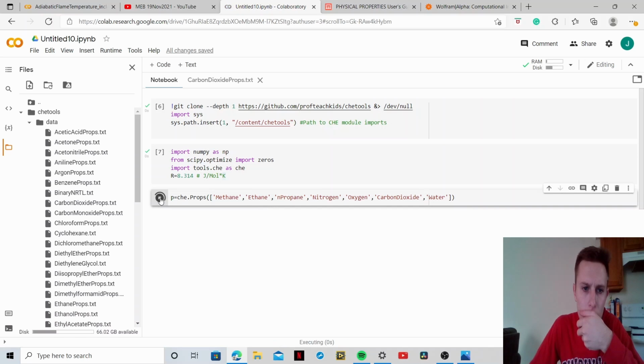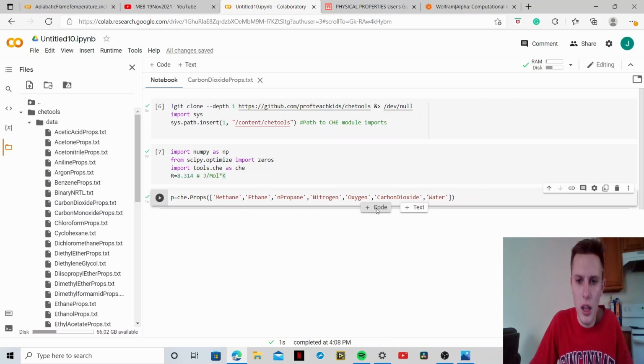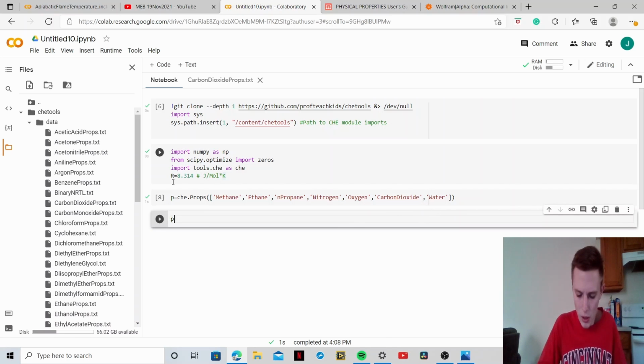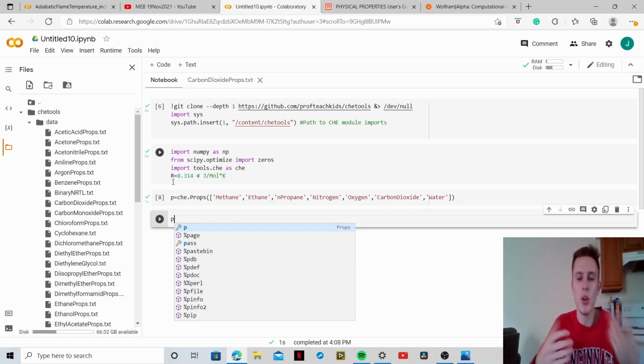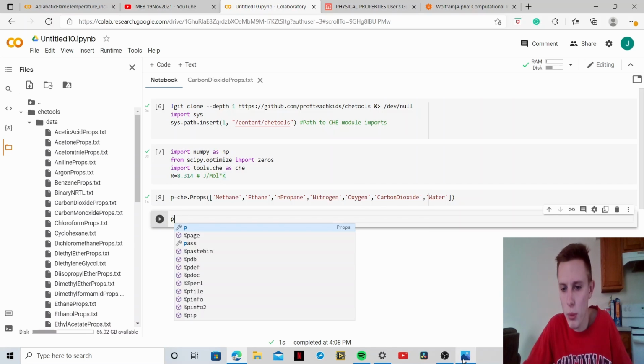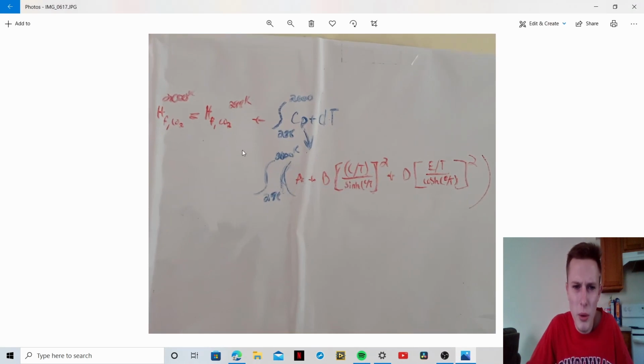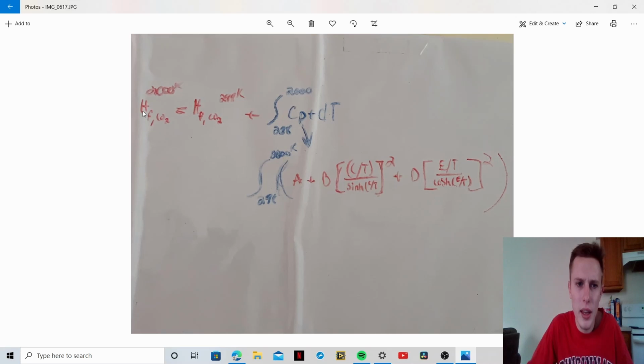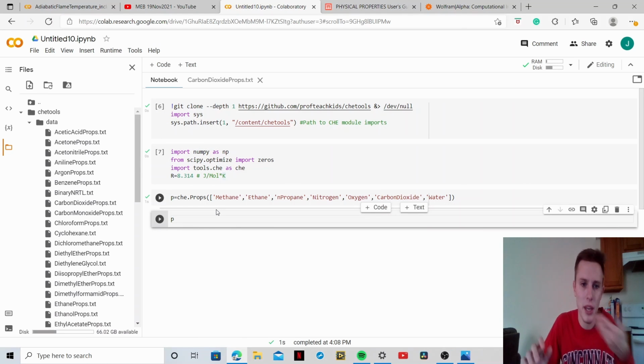So call this in. All right, sweet. So now if I wanted to look up certain things about our components here, I can actually go ahead and say, let's look up what we were talking about before in their equation, if I can pull the picture back up. We were actually looking at our enthalpy of formation. So let's go ahead and look up the enthalpy of formation of all of these.